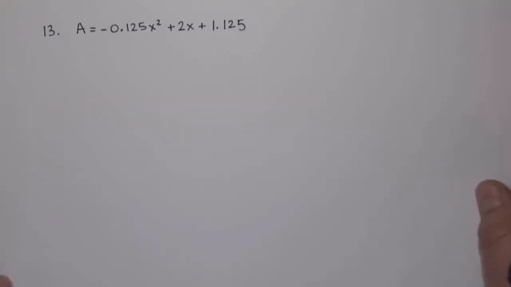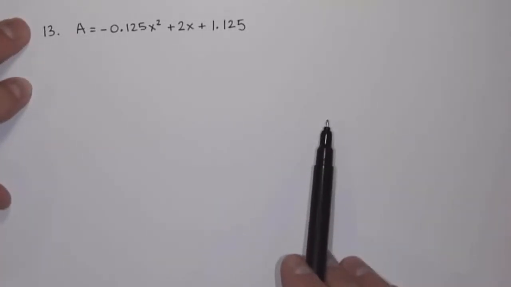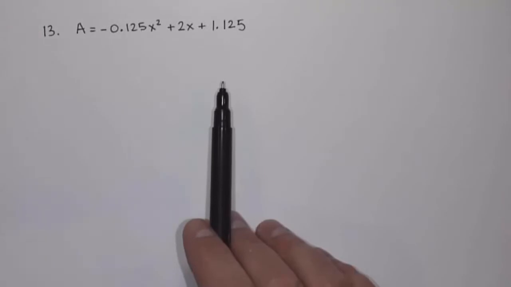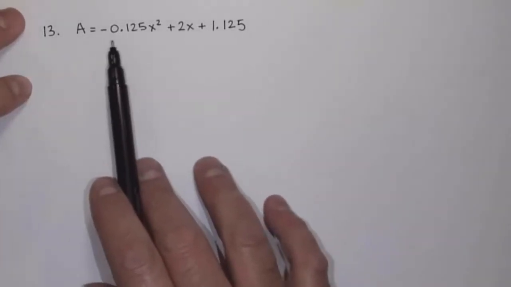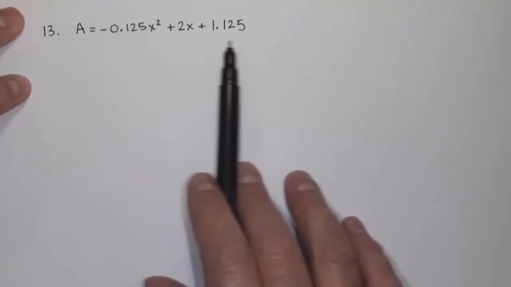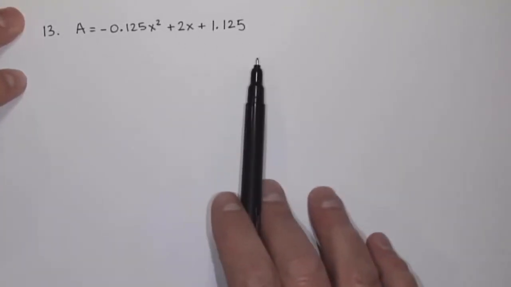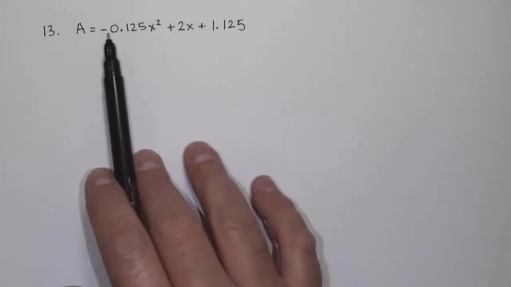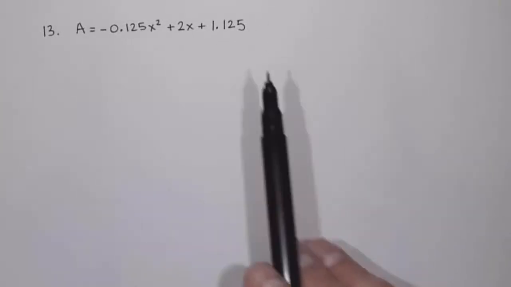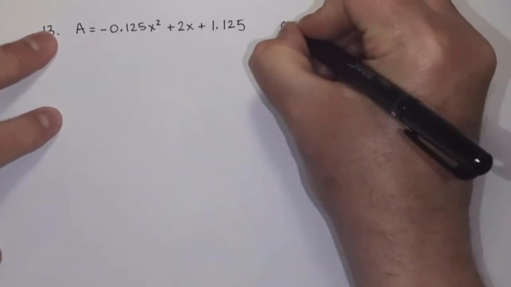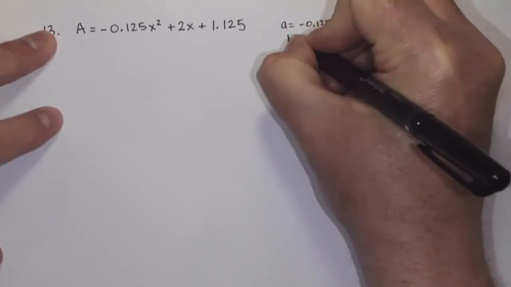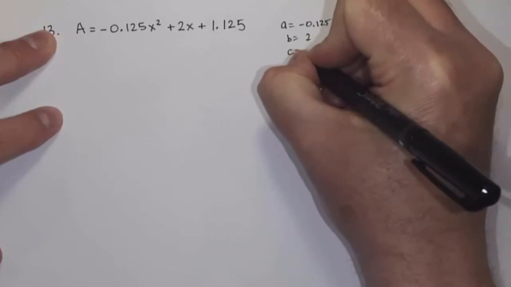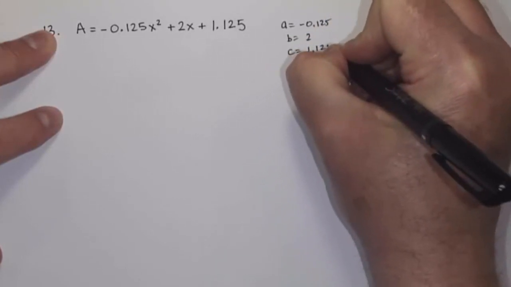So I have written our quadratic equation here on the separate sheet, and we're wanting to find the week when the movie will have its highest attendance. In other words, we want to find the highest point on the graph of this equation. Notice that this is a quadratic equation, and for this quadratic equation, a equals negative 0.125, b equals 2, and c equals 1.125.